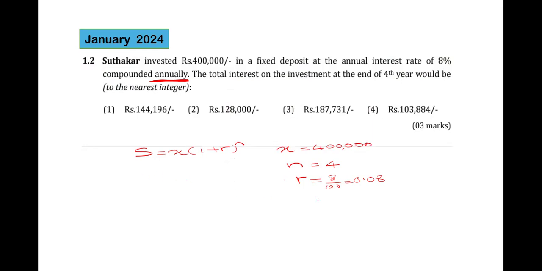Then you can substitute. S equals 1,000 times 1 plus 0.08 to the power 4. Here you can take it like this. Before using the calculator, you can add these two to get 1.08 to the power 4. Now you can use the calculator.